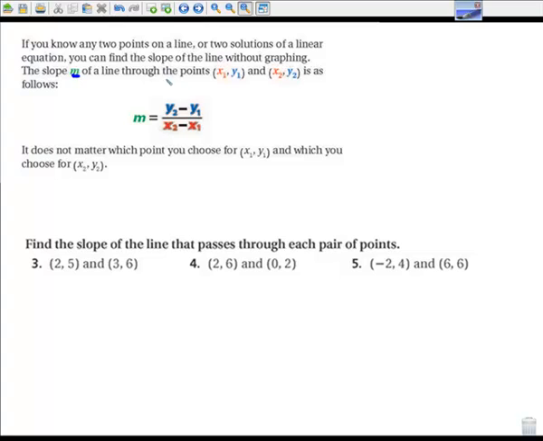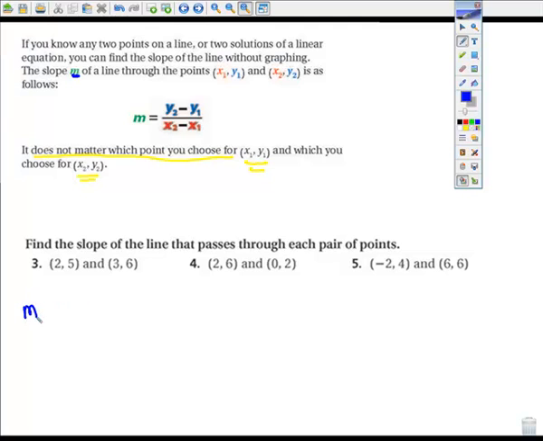The slope through the points x1, y1, x2, y2 is written as follows. The slope is y2 minus y1 over x2 minus x1. So go ahead and uncover that. Here, this is super important that you understand this, and I think it can make it a little bit easier for you. It does not matter which point you choose for x1 and y1 and x2 and y2. So you don't have to choose one point or the other as long as you're consistent.